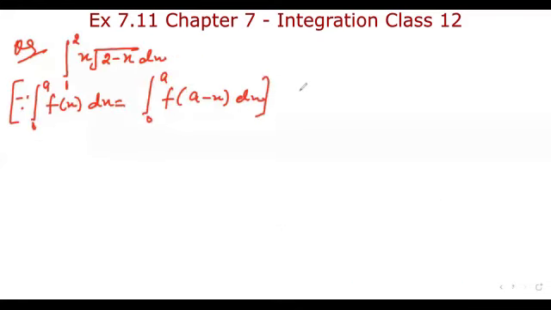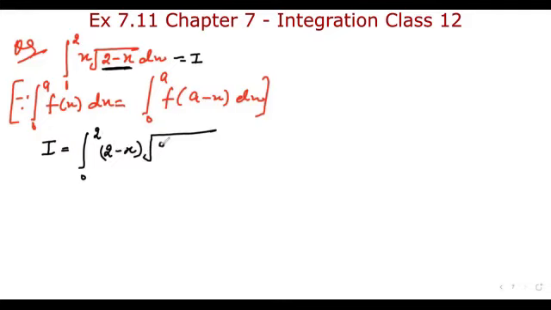Here I have root 2 minus x, which is not helping me to integrate this function. So we will apply the property of definite integral, like we did in question number 7. So I'm assuming this question is I. So I is equals to, this is 0 to 2 and replacing x with 2 minus x, applying the property of definite integral, under root 2 minus replacing x with 2 minus x dx. The property I have written already here.